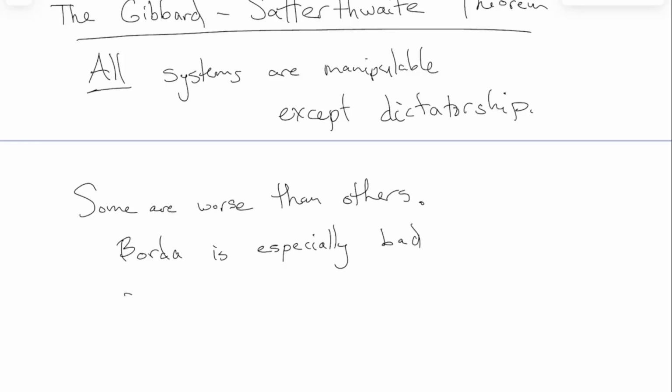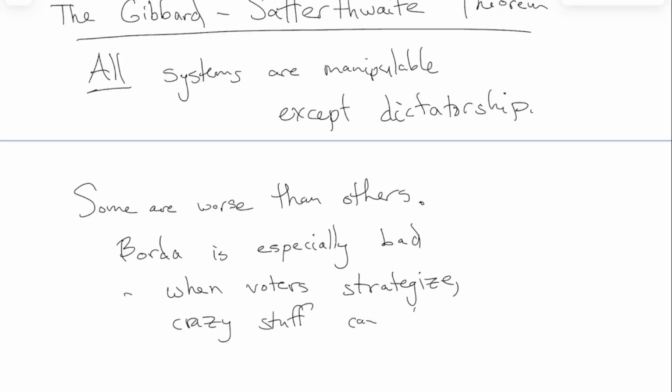Borda is especially bad because, and I want to do just a little example, when the voters strategize, crazy stuff can happen. If you're doing Borda in real life, the people actually will not typically vote according to their true opinion. They will vote in a way which they think will be most effective in achieving their preferred outcome. And you can see in this case, when voters strategize in the Borda system, it ends up producing crazy results.